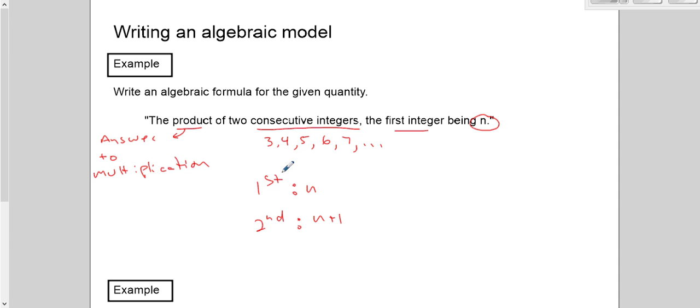Now we have to find the product. So we multiply them together. n times n plus 1. With this, I could distribute the n and get n squared plus n. And there's my algebraic formula. I could say P, for product, equals.